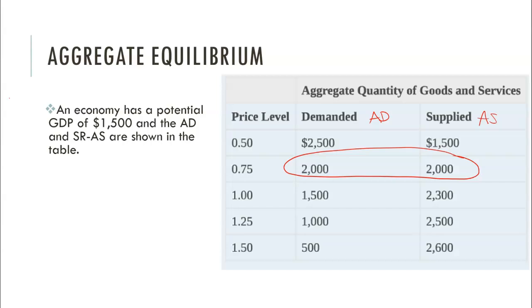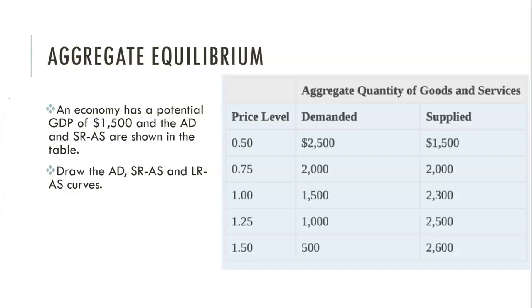In this graph, or this table, we will say that this economy has a potential GDP of 1,500, and the aggregate demand and short-run aggregate supply are shown on the table. So we can draw these curves, as I did a little bit earlier. I'm going to draw a small one here now. So short-run aggregate supply, aggregate demand, and they're at an equilibrium of 2,000. And then if our potential GDP is at 1,500, we would put that over here.